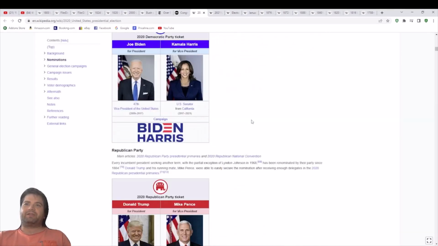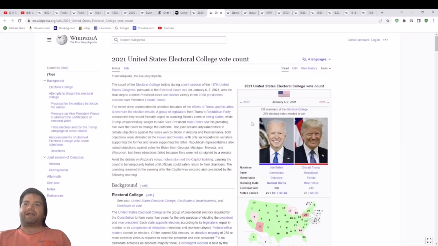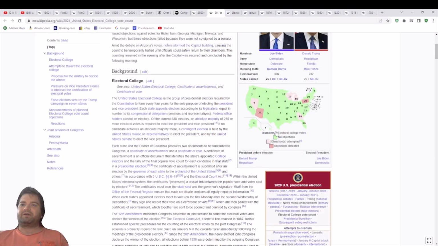And so again, we had objections being raised. This time, a senator and a representative objected to the vote count, which is presented here. All right. These ones, objections attempted. I think that means that just a representative tried to do it, not a senator. 1, 2, 3, 4, 5. And if they switched those votes, would that have even mattered?